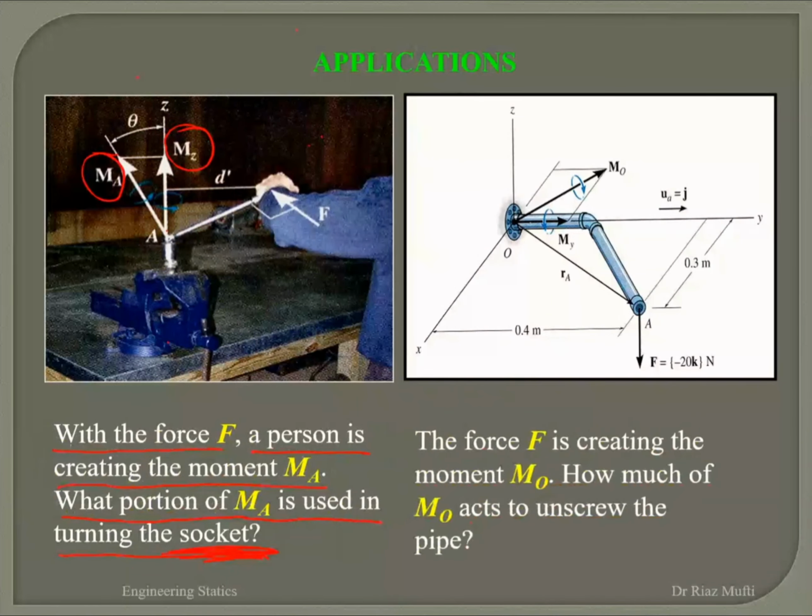Another example. I've got this force being applied. That's a pipe, and it's threaded to a flange. That's the flange part, threaded to the flange. So what it says here, the force F is creating the moment M naught. So it's creating a moment here, M naught. How much of M naught acts to unscrew the pipe? How much of this moment, M naught, is trying to undo the pipe here?